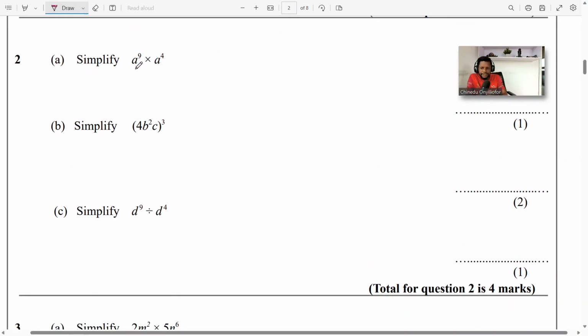For the next question, again, a to the power of 9 times a to the power of 4. We're going to add the powers, 9 plus 4, and that's a to the power of 13.